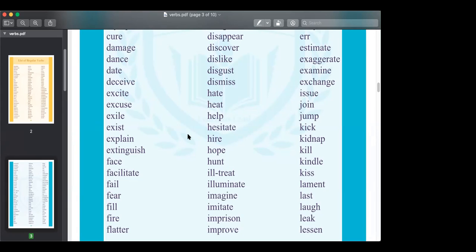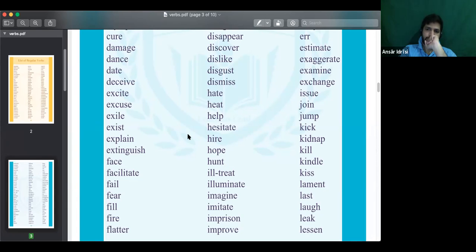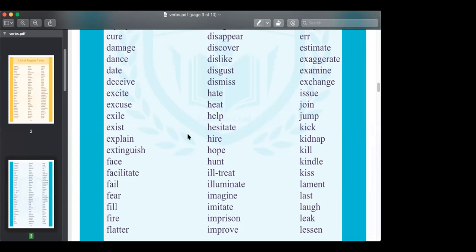Next. We need to explain. Do we need to explain? We don't need to explain. Explain. Next. We need to facilitate. Do we need to facilitate? We don't need to facilitate. Facilitate. We need to illustrate.